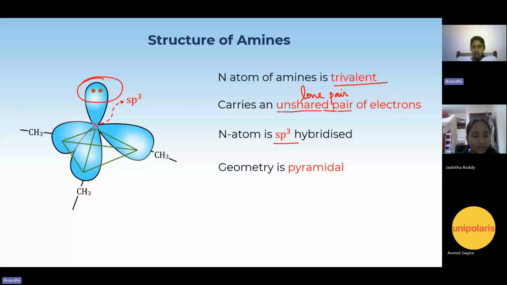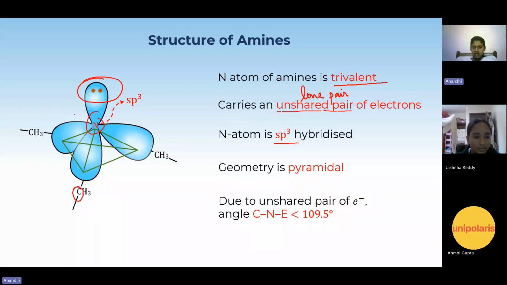Can you see the green color line here? Yes, ma'am. So it is pyramidal in structure since it has sp3 hybridization. Now it has a lone pair of electrons. Due to this unshared pair of electrons, the angle between this carbon, this nitrogen, and this carbon is less than 109.5 degree. If a system has sp3 hybridization, then the angle is 109.5 degree, which is called the tetrahedral bond angle.